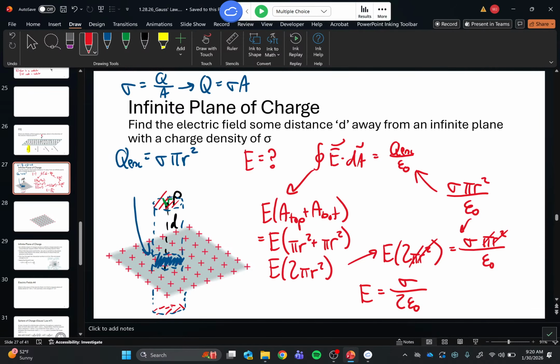Capacitors are two of these put together, if you've heard the word capacitor. So yeah, we'll talk about this more in the future. But that's the main point here.